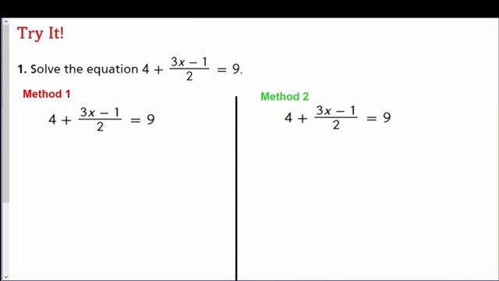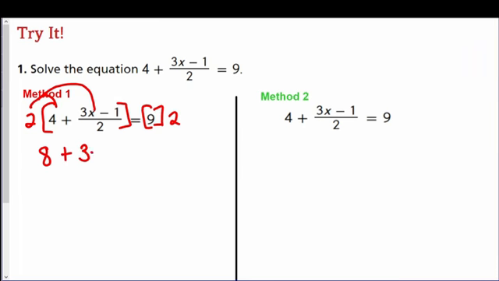Okay, let's solve this equation using method 1, which was eliminating the fractions. And you can see that I only have one algebraic fraction in this equation, and it has a denominator of 2. So I'm going to multiply both sides of this equation times 2 to eliminate that fraction. And 2 times 4 is 8, and 2 times (3x minus 1) over 2 is just 3x minus 1. And 9 times 2 is 18.